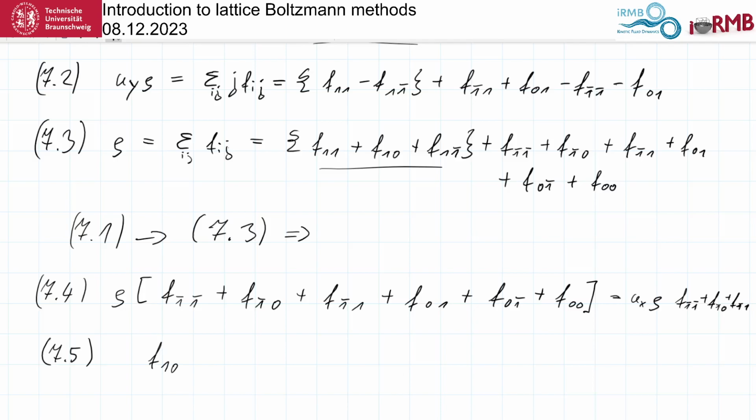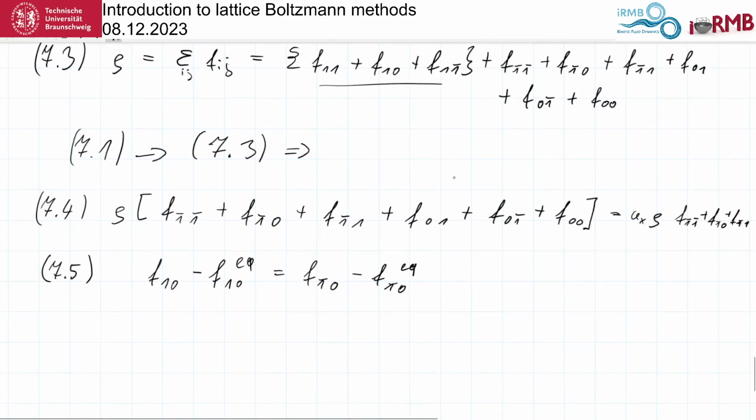We now consider the so-called non-equilibrium bounce back. So we say that f_{1,0} minus f_{1,0} equilibrium, I mean the non-equilibrium of the outgoing distribution in x direction is the non-equilibrium of the ingoing direction. Okay, so this is an arbitrary assumption that they made.